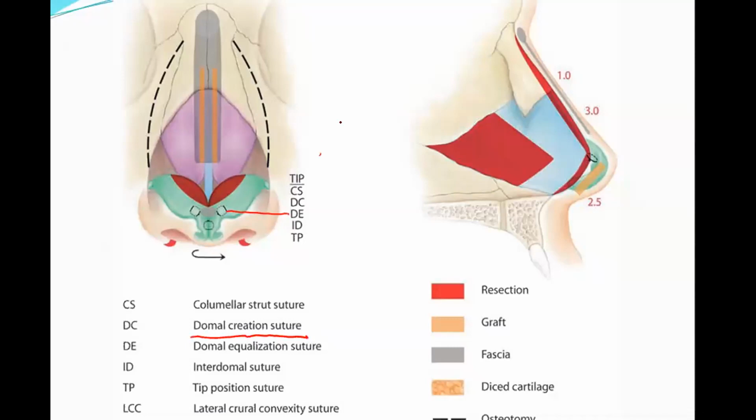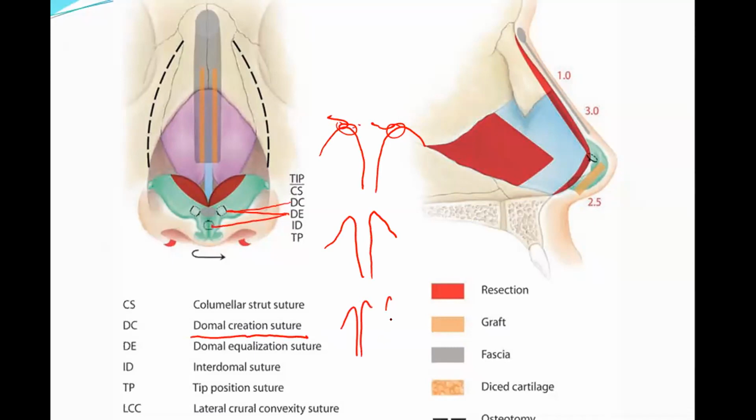So what they do, for example, if you have a very wide dome, you put sutures here and they create the dome and they actually pinch it up for us. So they create the dome. Now domal equalization stitches, this. So sometimes what happens, one dome is higher, one dome is lower. So you need to take one dome up and one dome low to get it equal. So you put a domal equalization stitch.